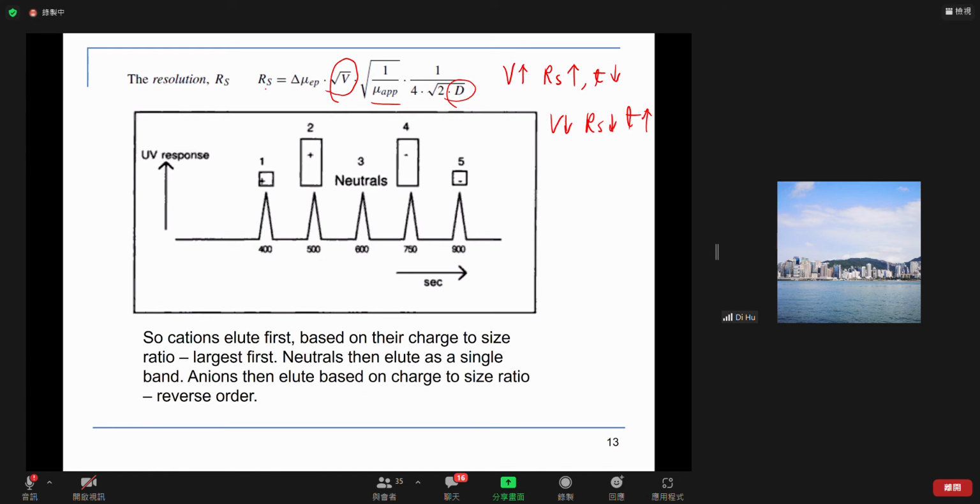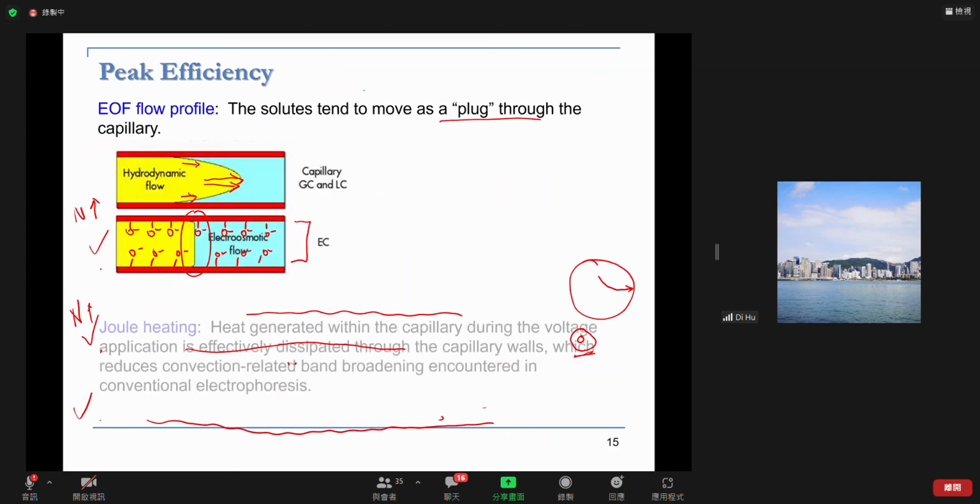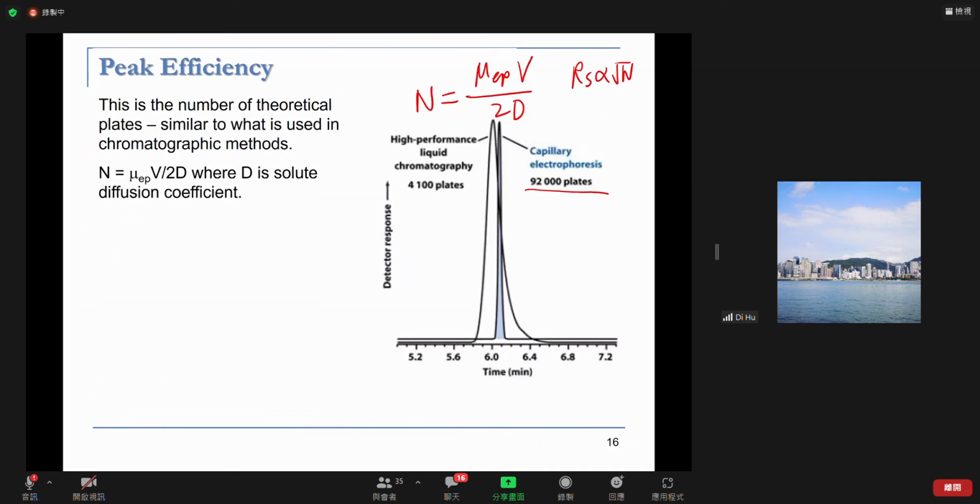So it's proportional to the square root of N. So I can see the square root of voltage V and the square root of 1 over D, right? Okay, D is diffusion. So what does that mean? It means that if you increase the voltage, that will help to increase the efficiency. And also, if you decrease the diffusion coefficient, that will help you to increase the peak separation efficiency as well.